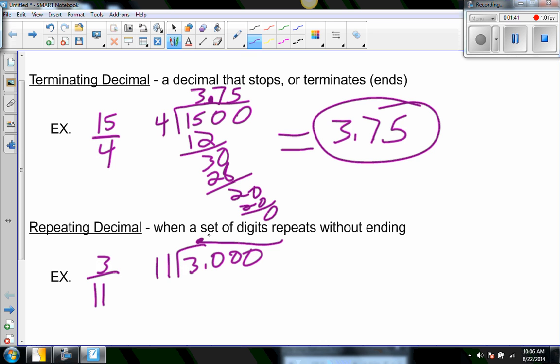11 goes into 30 twice. That would be 22, leaving 8, and then borrowing a 0. 11 goes into 80 7 times. It would be 77. Here I'm left with the 3 again. I had a 3 up here. That's weird. So I'm going to get 2 again, and then 7, and then 2, and then 7, and then 2, and then 7.